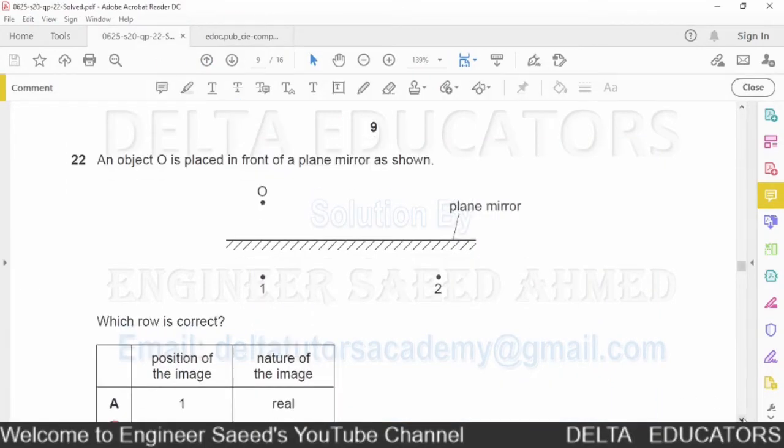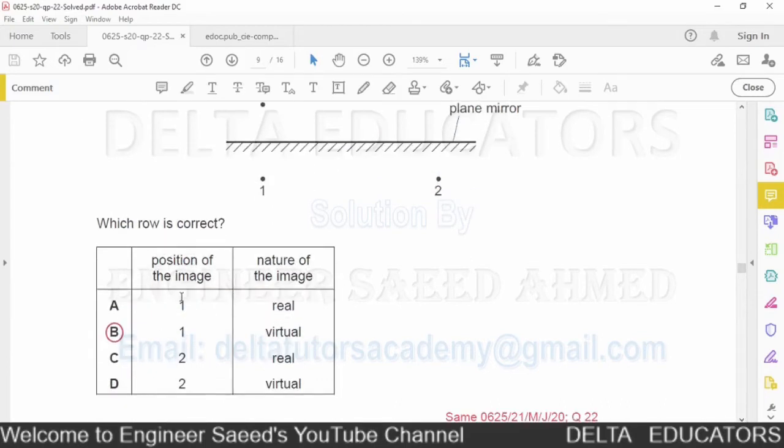Here the position of the image in options A and B is given as 1, and in C and D it is given as 2. So the position of the image will be at point 1. What about the nature of the image? The nature of the image is virtual. So our correct option is B, where the position of the image is 1 and the nature of the image is virtual.